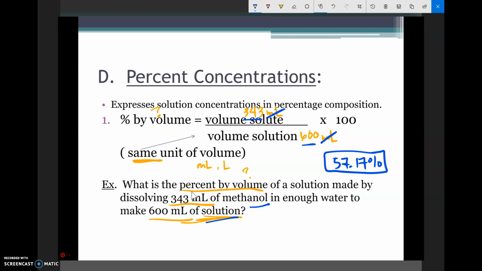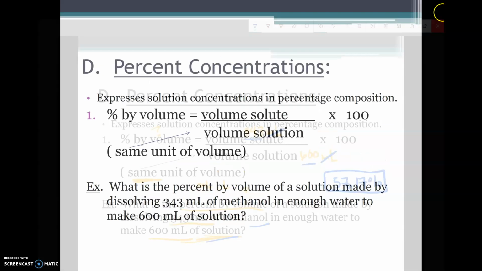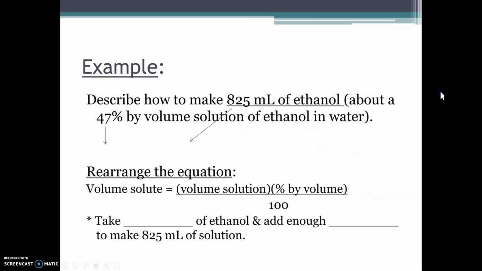They also do this in the hospital when they have different IV bags. It'll have a certain percentage. So it's important because then you know how much solute you have in your whole solution. And of course, the higher the percentage, the more solute you have. Okay, let's do another example.